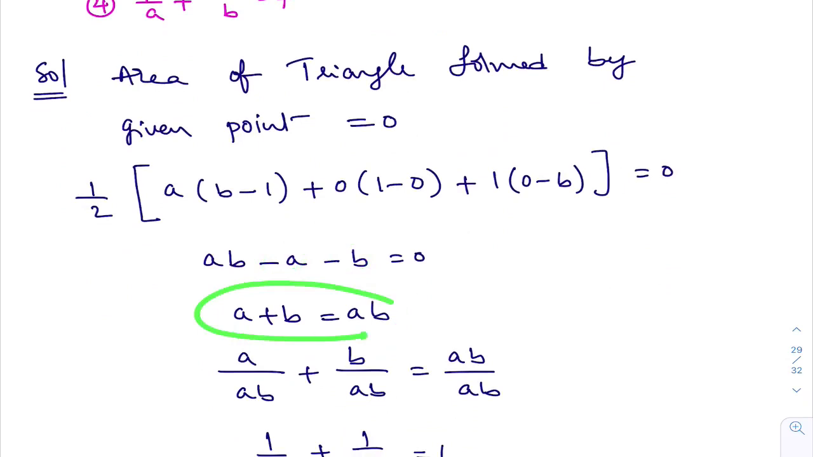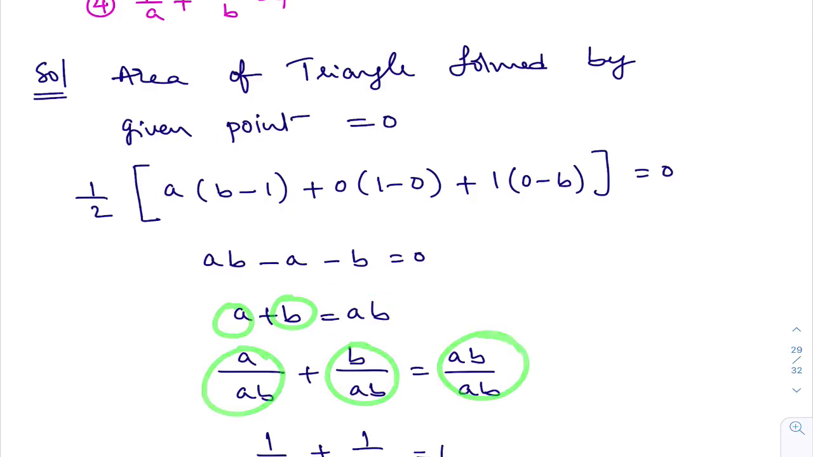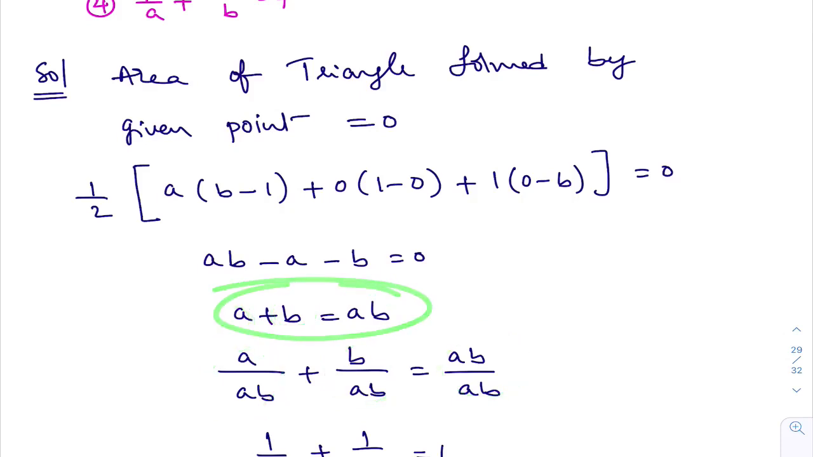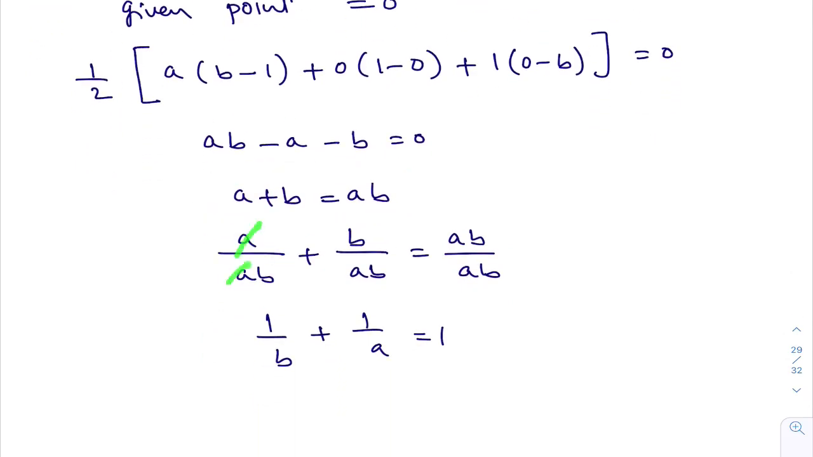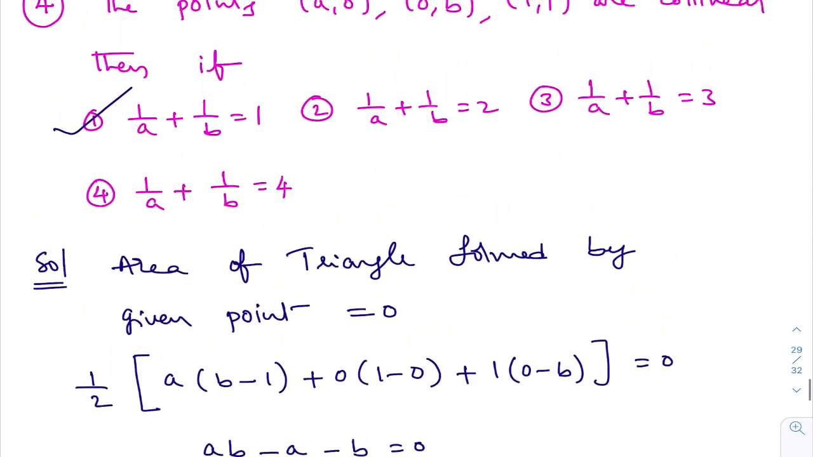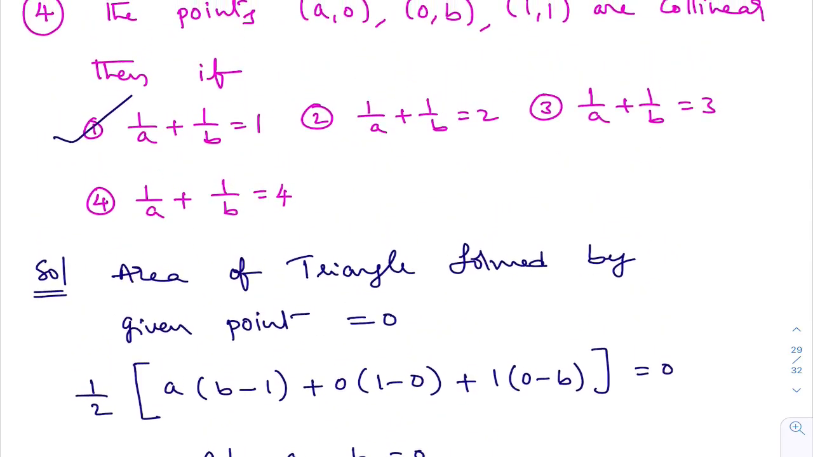Now you divide this complete equation by AB: A divided by AB, B divided by AB, AB divided by AB. Now you see, here A and A get cancelled, 1 by B is remaining; here B and B get cancelled, 1 by A is remaining; AB is cancelled. What are you getting? 1 by A plus 1 by B equal to 1. So these points will be collinear if 1 by A plus 1 by B equal to 1.